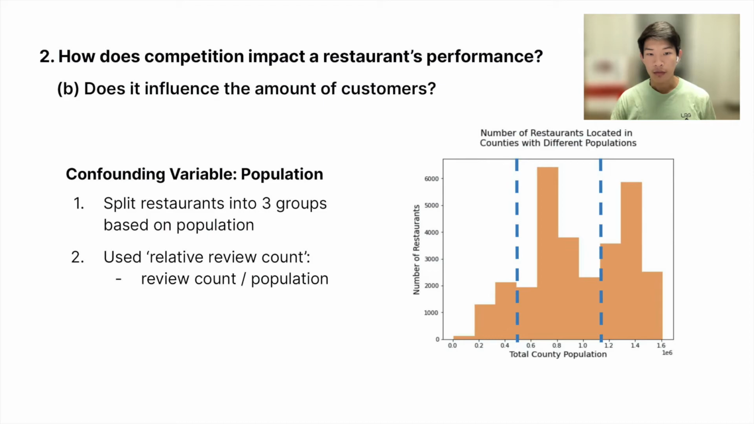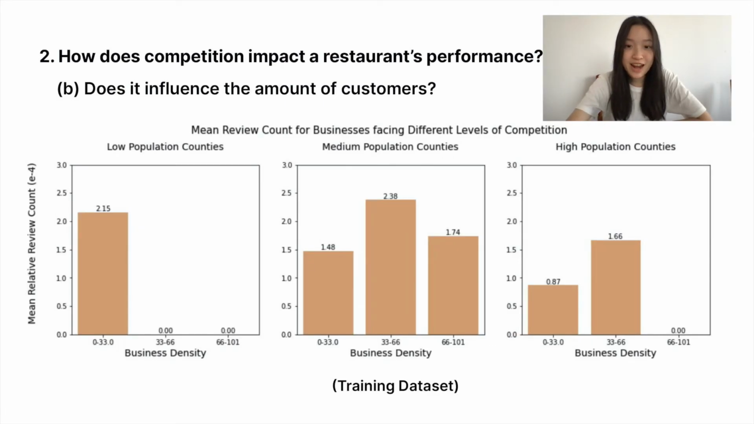So we further split the restaurants into 3 population groups and wanted to explore the trend within counties of similar population sizes. We use the value relative review count for comparison because it represents the number of customers proportional to the population size of the county where the restaurant is located. Alright, so now we plotted out the graphs to see the influence of competition on relative review count.